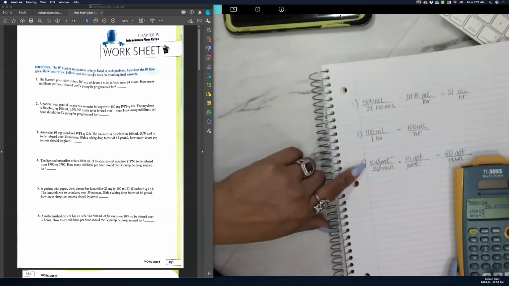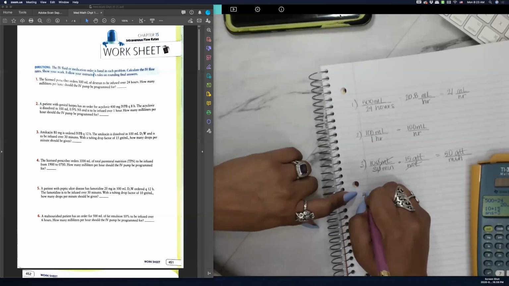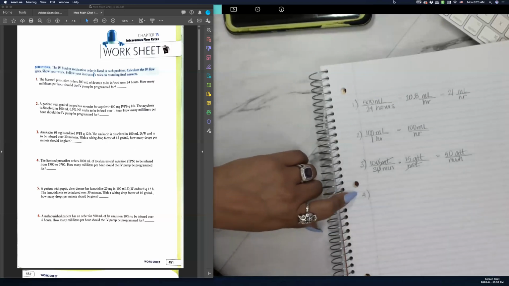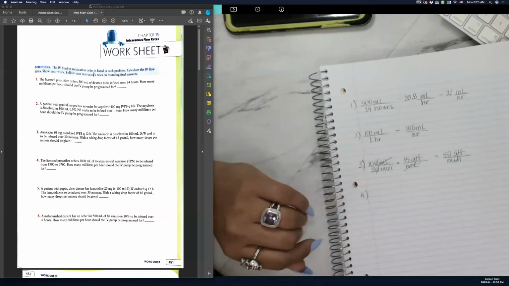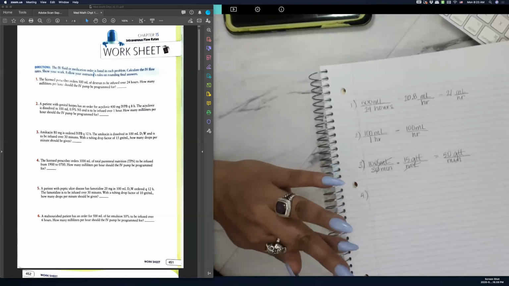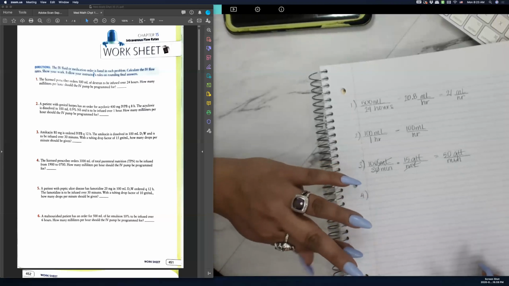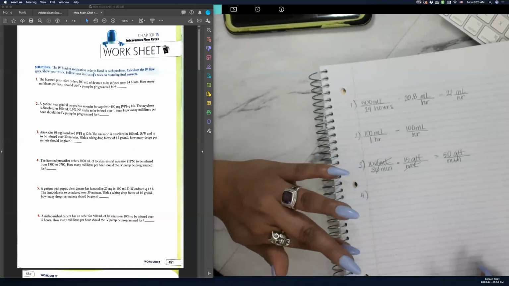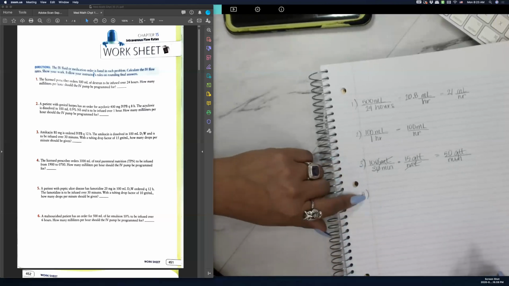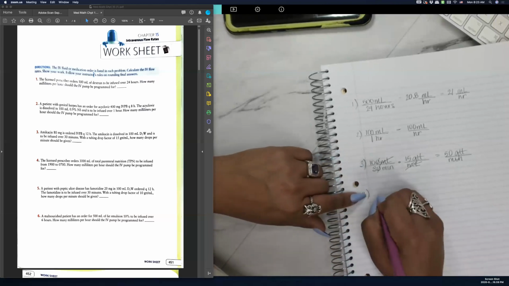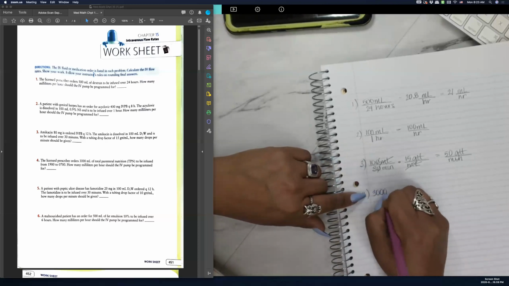Okay, number 4. The licensed prescriber orders 3,000 milliliters of total parenteral nutrition to be infused from 1900 hours to 700 hours. How many milliliters per hour should the IV pump be programmed? Okay, so again, we start with our volume. It's going to be 3,000 milliliters.